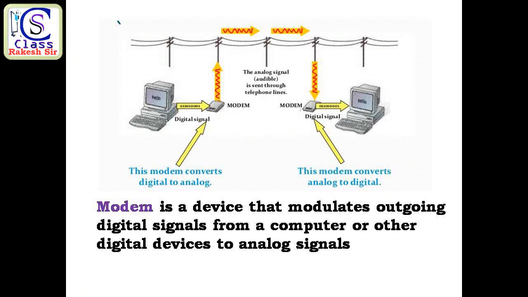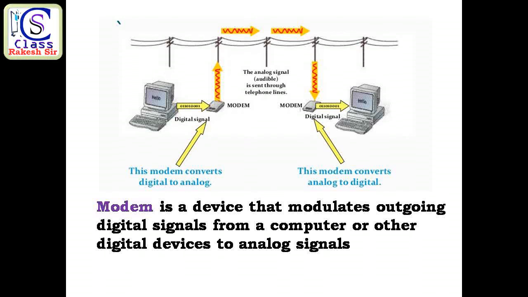A modem is a device that modulates outgoing digital signals from a computer or other digital devices to analog signals. It means whenever you send any information from one computer to another, the modem is used to convert the digital signal to an analog signal, and also to convert the analog signal back to a digital signal. So a modem is a device that is used to convert digital signals to analog signals and analog signals to digital signals.